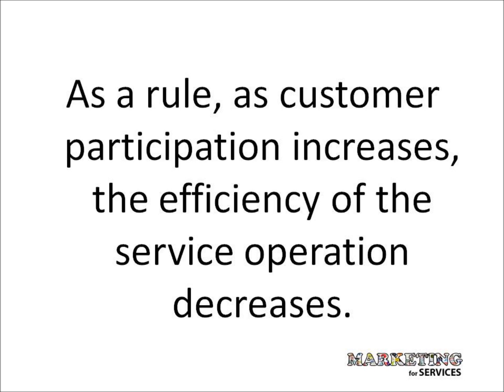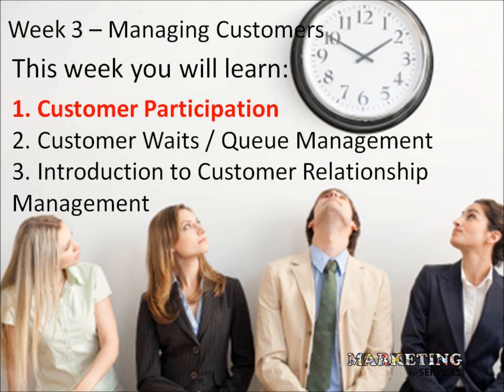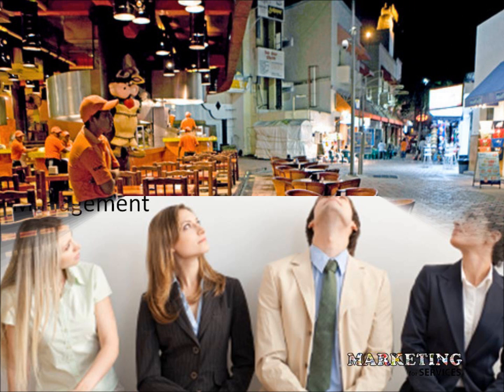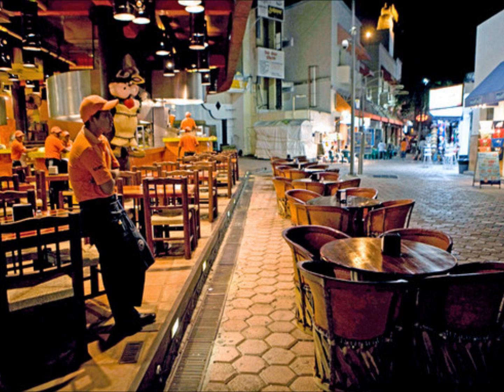As a rule, as customer participation increases, the efficiency of the service operation decreases. The customer's involvement in the production process creates uncertainties in the scheduling of production. For example, the customer has a direct impact on the type of service desired, the length of the service delivery process, and the cycle of service demand. Attempting to manage customer participation in the production process with efficient operating procedures is a delicate art.